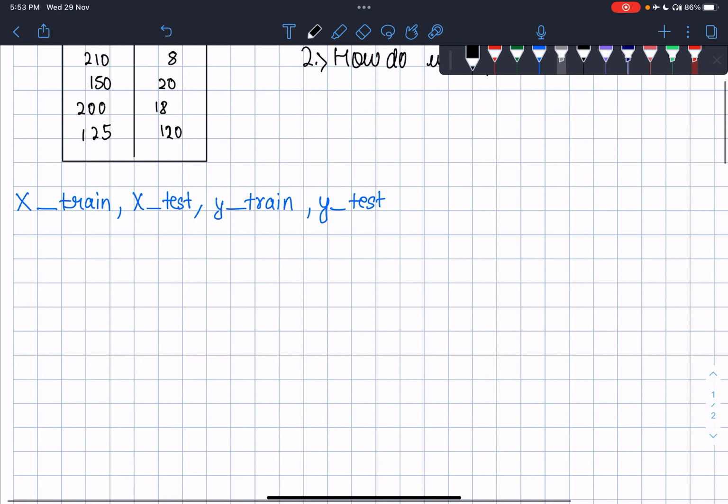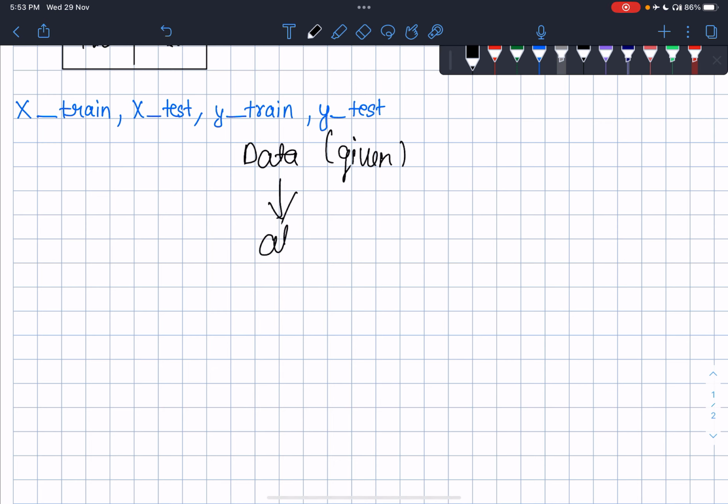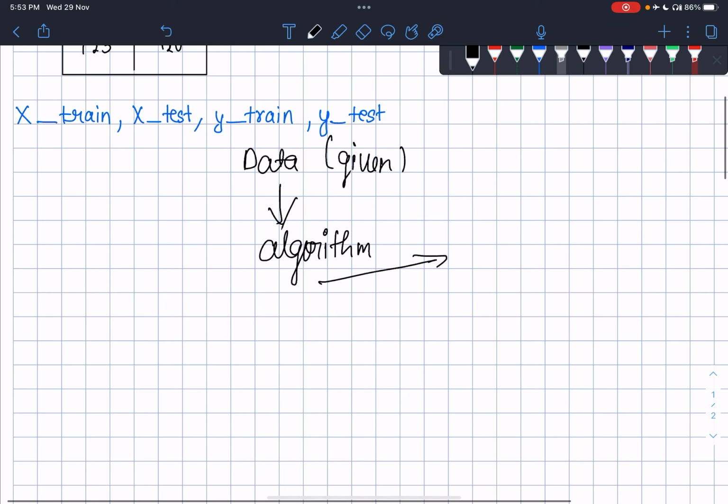In machine learning, what we do is we have a given data which has been provided by some source, and now we put it in an algorithm, which gives us the prediction of what the data wants to say to us. We get the insights from it. Now, why do we split it?